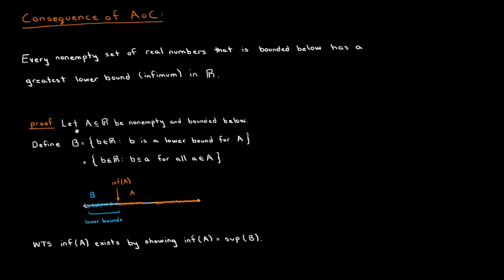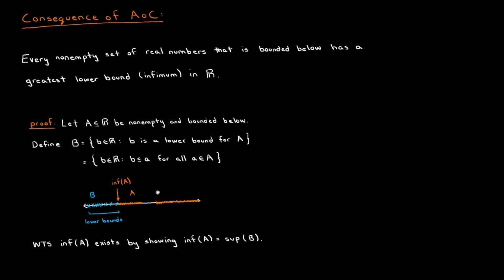To begin the proof, we will let A be a subset of real numbers that is non-empty and also bounded below. And now we will define a new set, let's call it B, and this set B is the set of all lower bounds for set A. Or more precisely, it is the set of all real numbers that are less than or equal to everything in A. And here's a helpful picture.